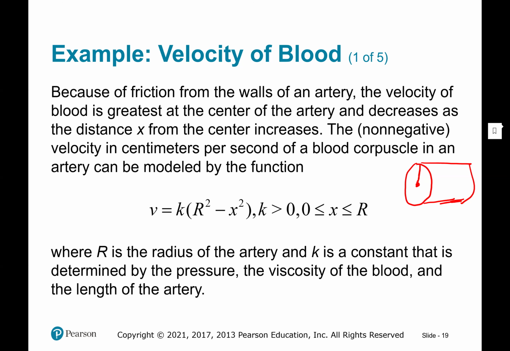The non-negative velocity in centimeters per second of a blood corpuscle in an artery can be modeled by the function v for velocity is k times r squared minus x squared, where r is the radius of your artery and x is the distance you are from the center. K is a constant that is determined by the pressure, the viscosity of your blood, and the length of the artery.